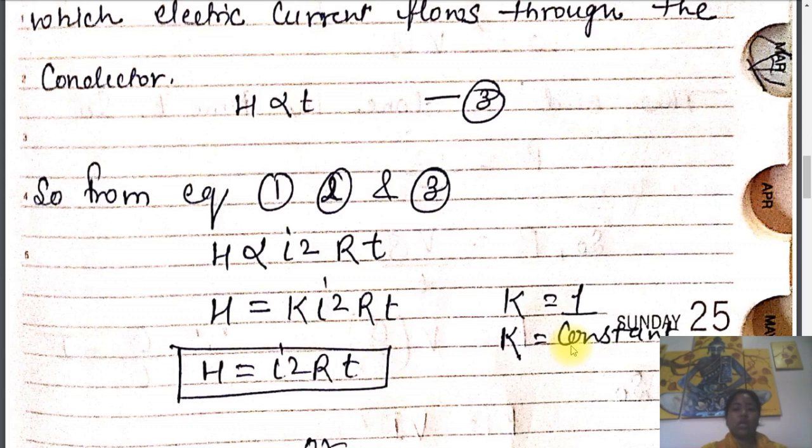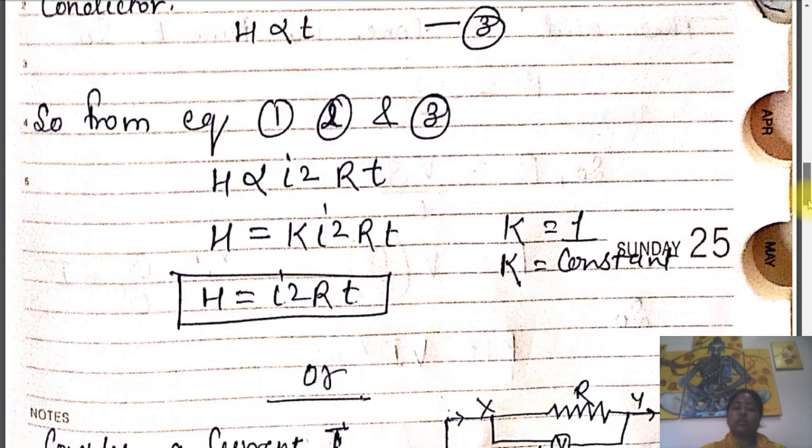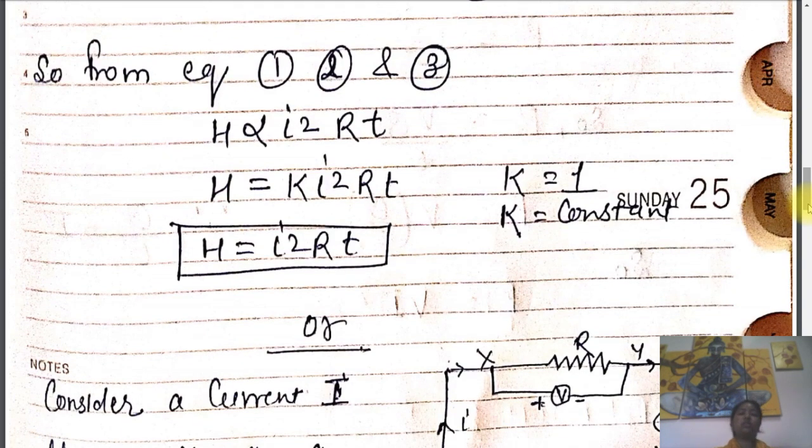That means in any electrical circuit, if we want to calculate the amount of heat energy produced, we will directly use this formula to calculate the heat produced in any conductor or circuit. This is one formulation of Joule's law of heating, or one method to calculate the value in Joule's law of heating.